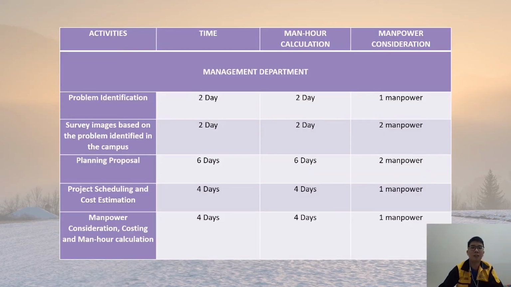There are several activities to be carried out, and they are problem identification, survey image based on the problem identified in the campus, planning proposal, project scheduling and cost estimation, manpower consideration, and cost and manpower calculation. I will take one example: the survey image based on the problem identified in the campus. There are 2 days to carry out this activity and 2 manpower required.